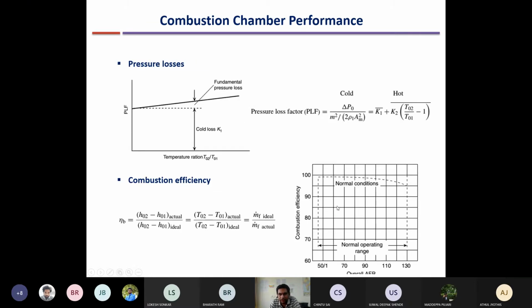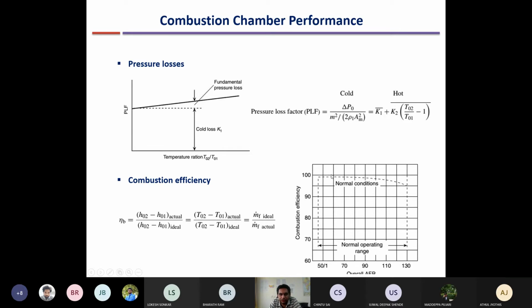Okay, it depends on two factors. This combustion efficiency depends on the air fuel ratio. And during a typical operation, the air fuel ratio goes from around 40 to more than 100. This is the typical range of air fuel ratio. Here they have shown 40 to 130.